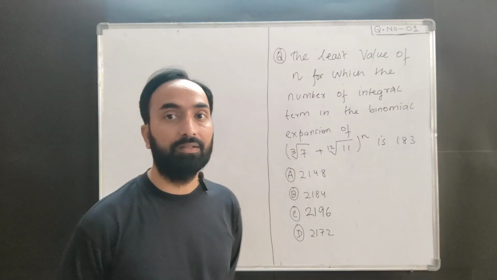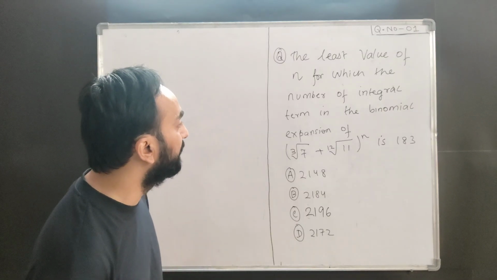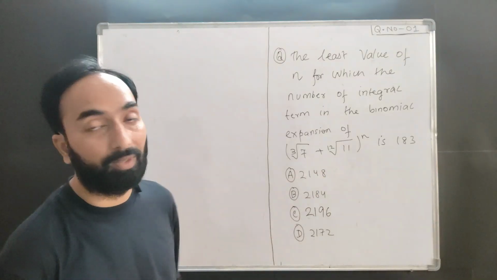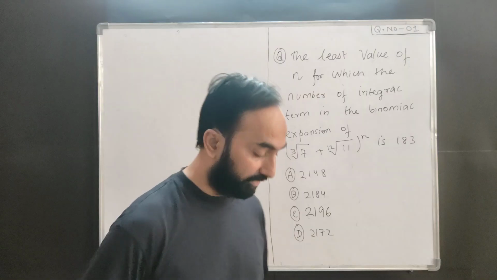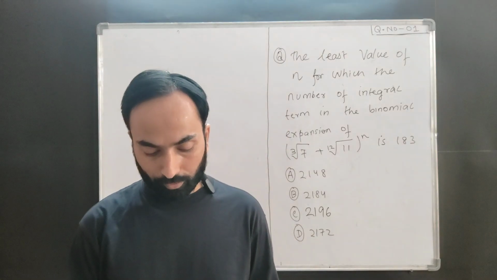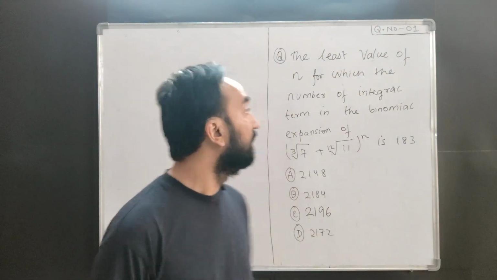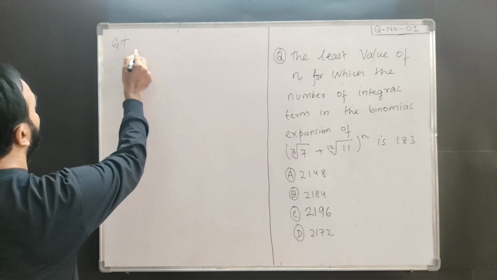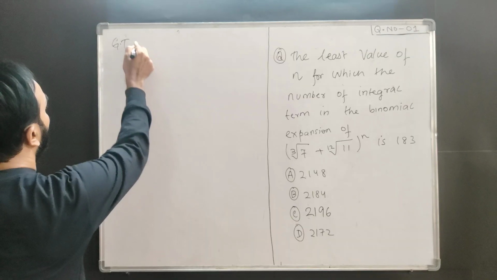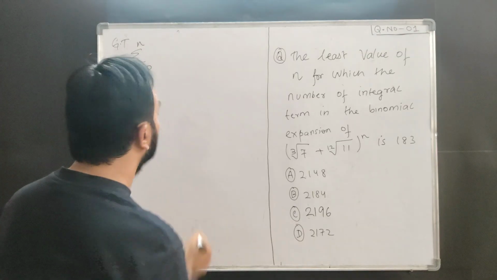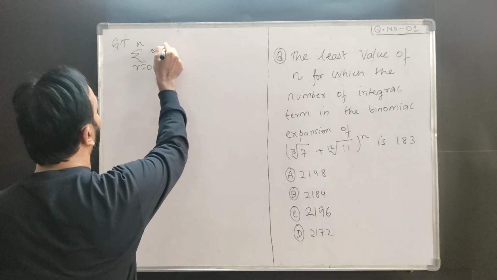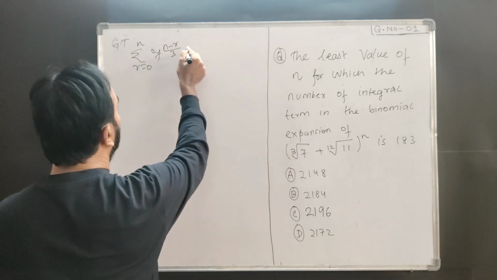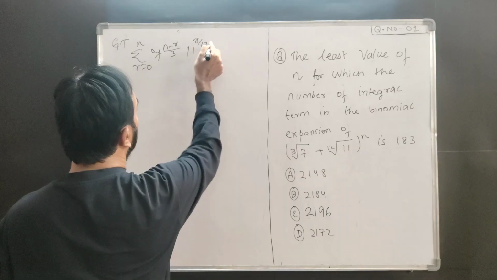The least value of n for which the number of integral terms in the binomial expansion of (cube root of 7 plus 12th root of 11) whole to the power n is 183. Whenever there is a problem of binomial theorem, we start with finding the general term. The general term will be written with r going from 0 to n, as nCr times 7 to the power (n minus r) by 3, times 11 to the power r by 12.